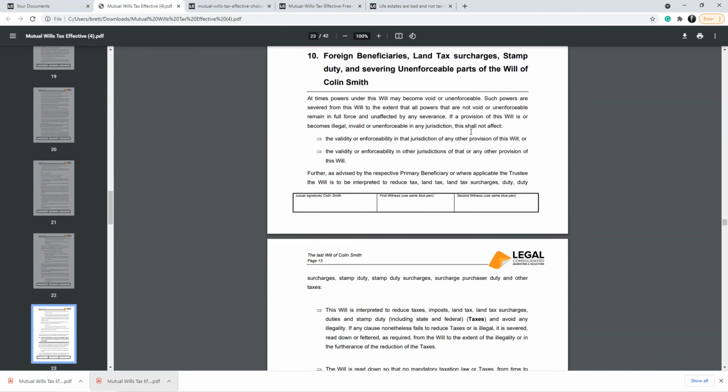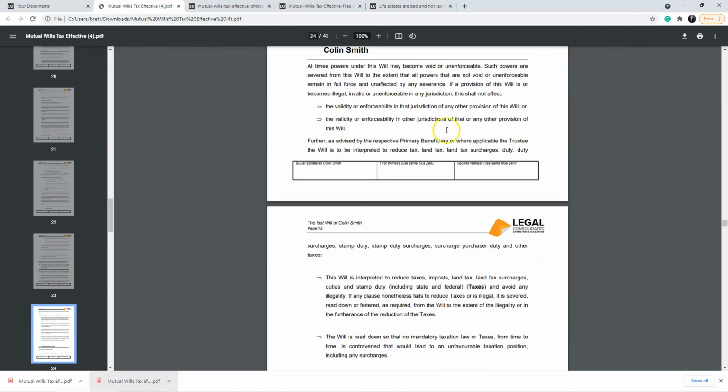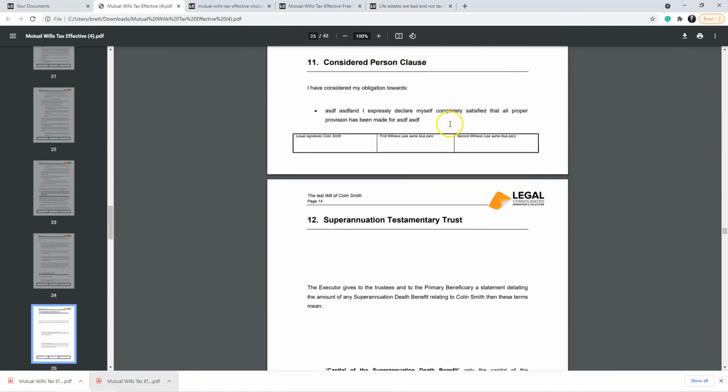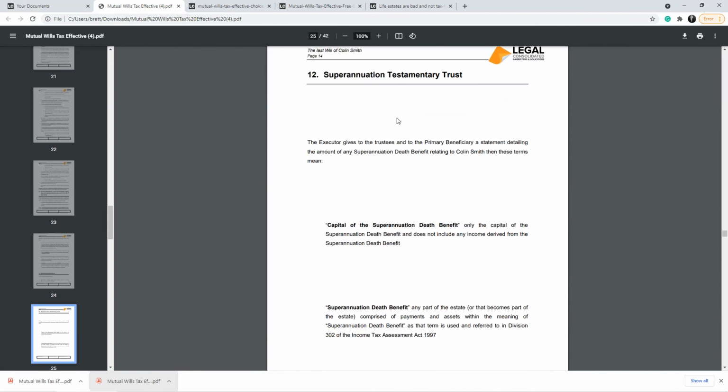There are new rules in most jurisdictions, most states, that if one of your children happens to be living in England or overseas, they could be treated as a foreigner under the trusts and therefore suffer higher land tax and higher stamp duty. This clause 10 seeks to nullify that. There's your considered person clause. So you can see it's reasonably friendly. It's not a mean thing to say.